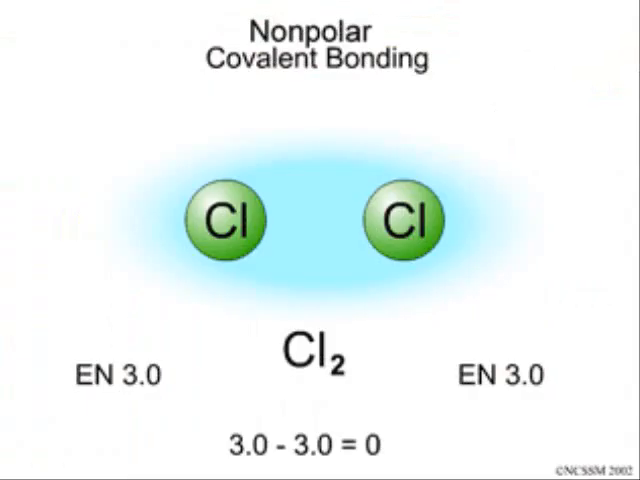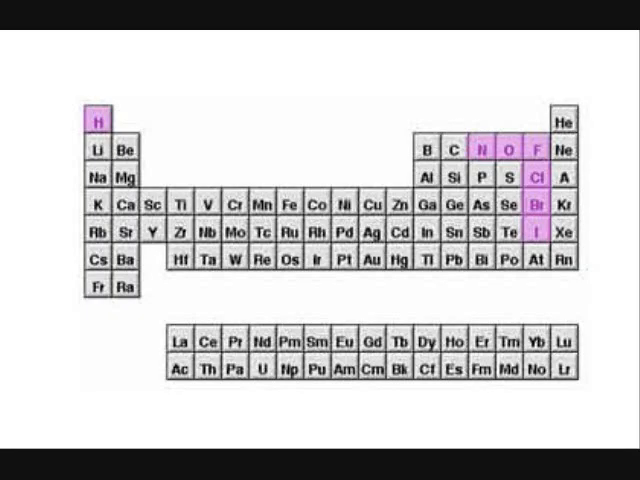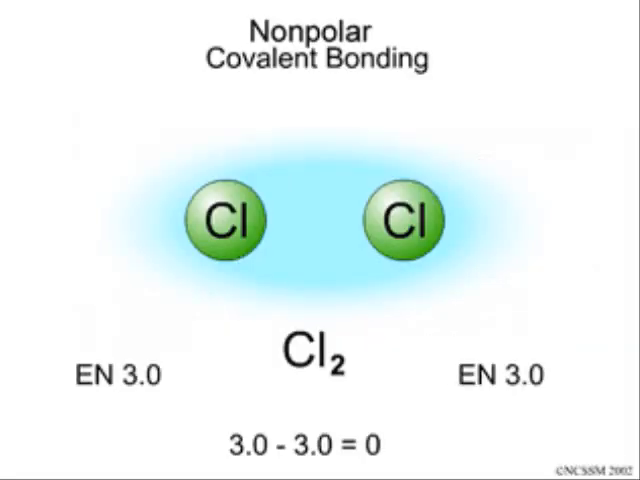When two atoms with the same electronegativity bond, they share electrons evenly. This is the case with nitrogen, oxygen, and the halogens, which, as you may recall from last video, are diatomic molecules. Because the two atoms share electrons, they form a covalent bond. Since they share the electrons equally, the bond is nonpolar.